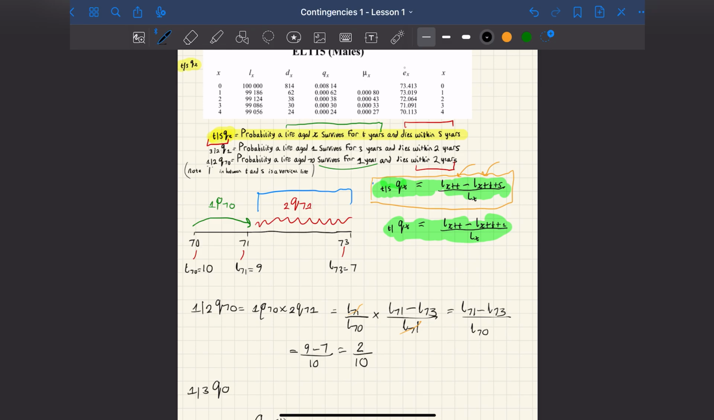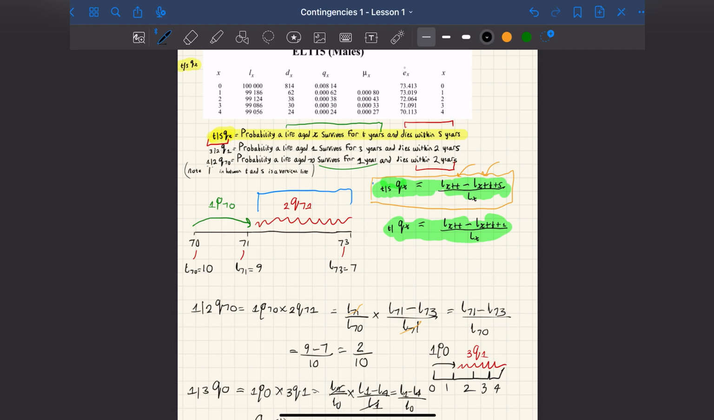So 1 vertical line 3q0. Again, it's the probability a life age 0 survives for 1 year and then dies within 3 years, i.e. they die between 1 and 4. Again, we can split this up into two different parts. We have 1p0, which is this part here, and then this red part is 3q1. We multiply these two together because they're independent. 1p0 is L1 over L0, and then 3q1 is L1 minus L4 over L1. These two cancel out, and we're left with L1 minus L4 over L0.